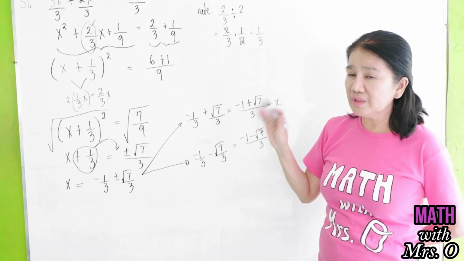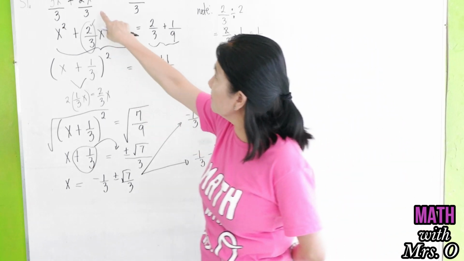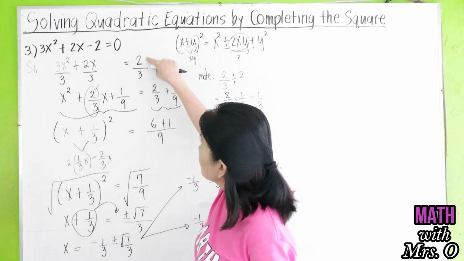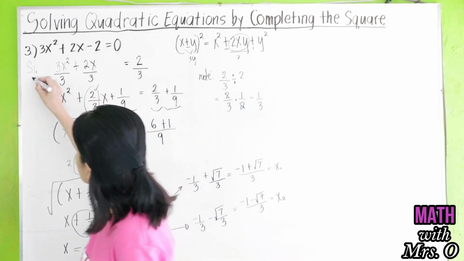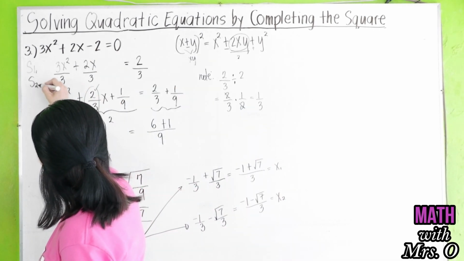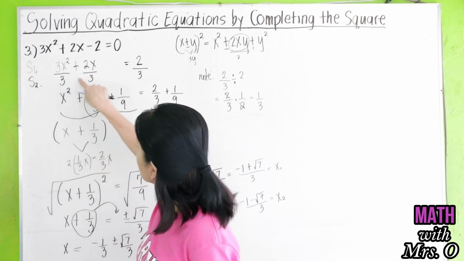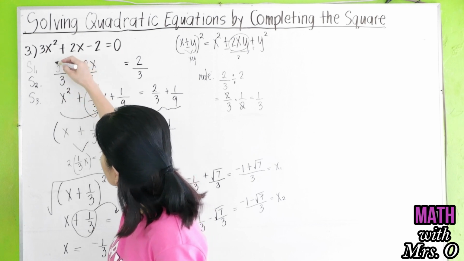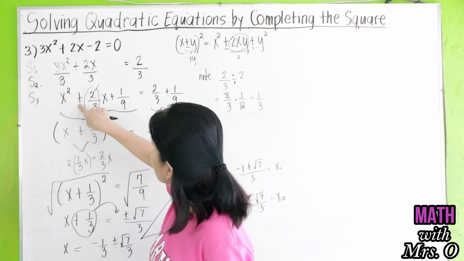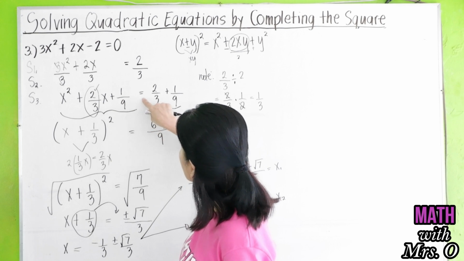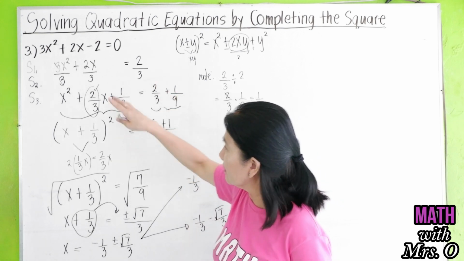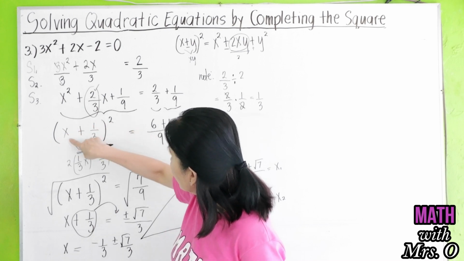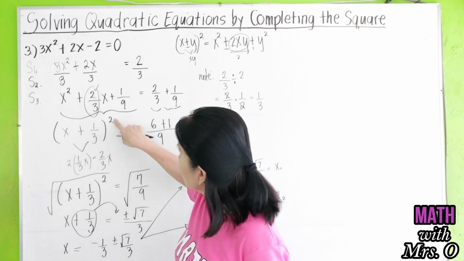Okay, let me just summarize everything. Step 1, isolate the constant to the other side. Step 2, divide everything by 3. Step 3, simplify. So you cancel, this becomes x squared plus 2/3 x plus blank equals 2/3 plus blank. Then, if you make this a square of a binomial, what do you square?